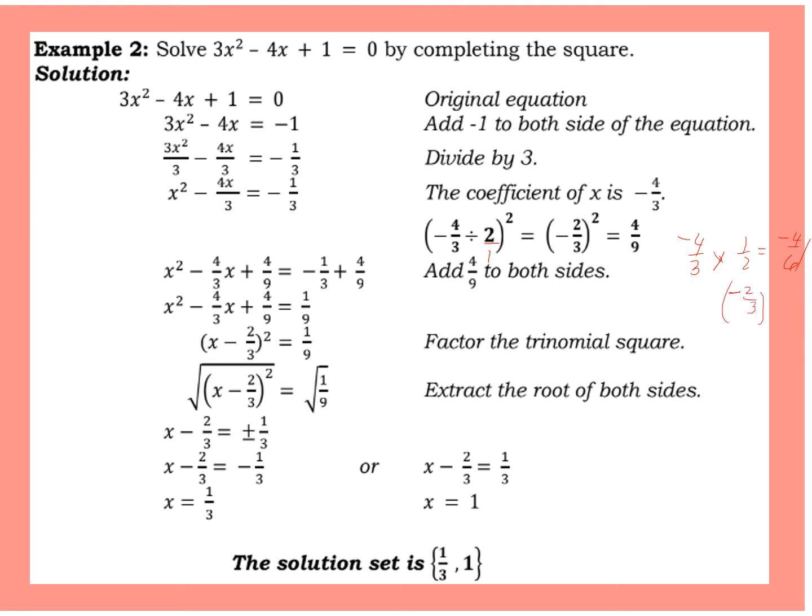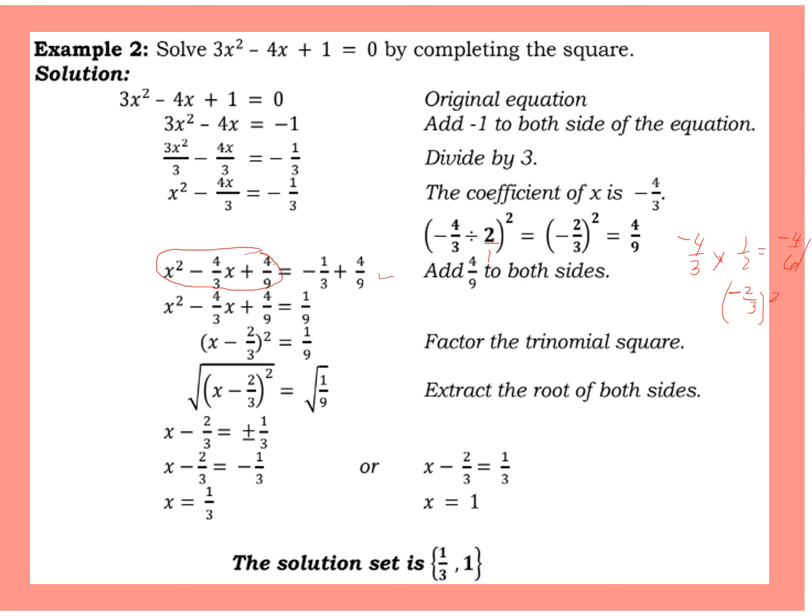Tapos, square mo yung 2/3. Magiging negative 2 times negative 2, that is 4. 3 times 3, that is 9. So, add natin yung 4/9 to both sides, to make the equation a perfect square trinomial. Tapos, yung isa dito sa kabila.